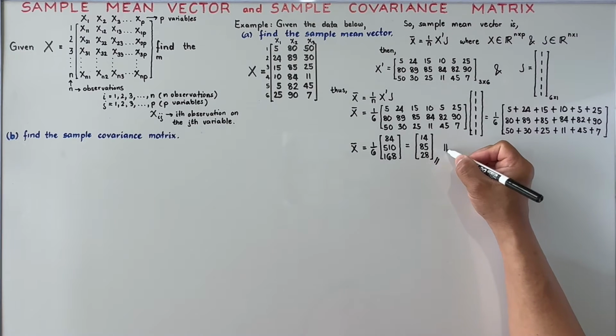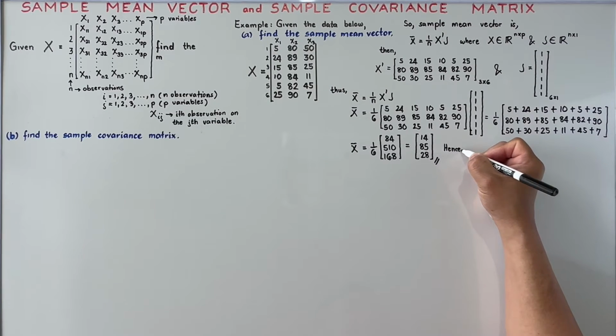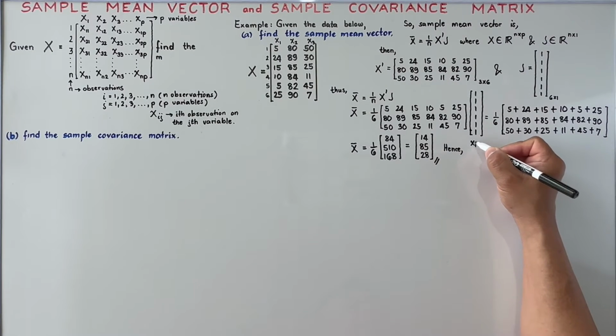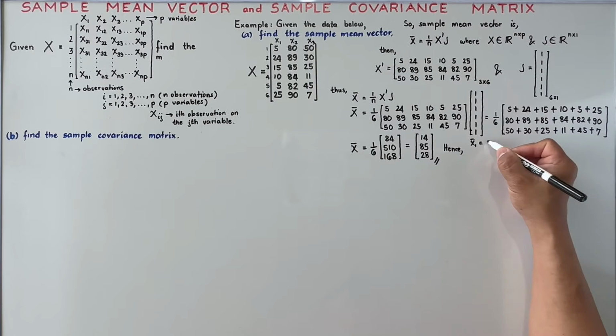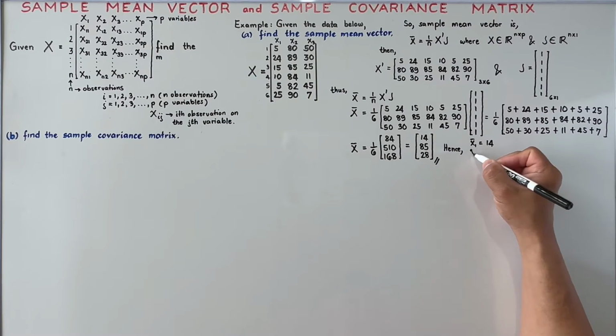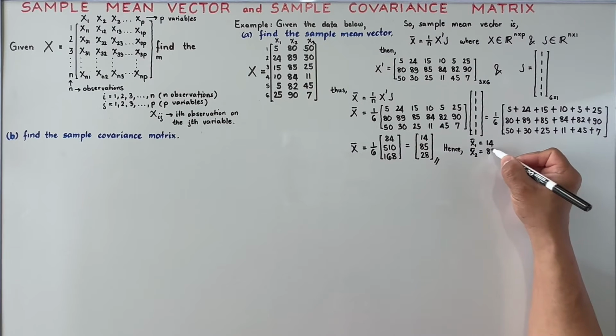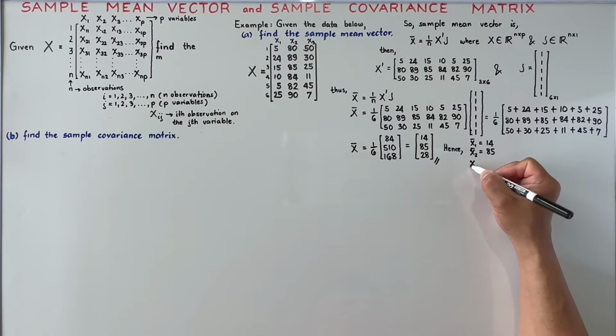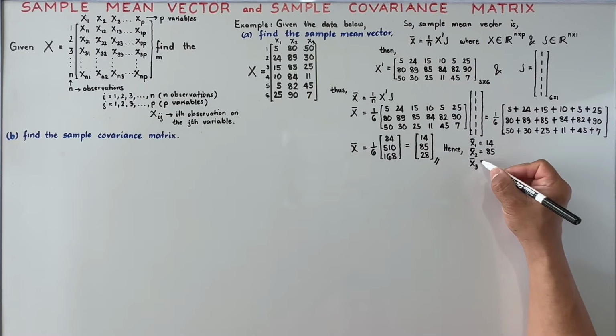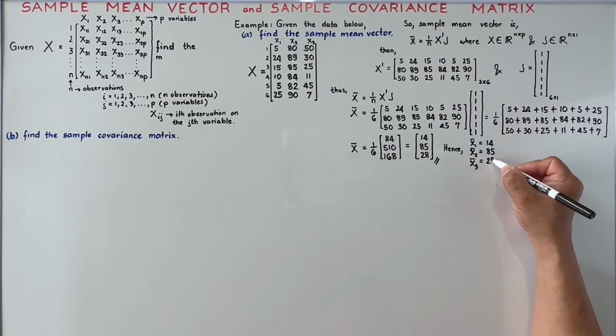Hence, we conclude that the mean of our first variable is equal to 14. And the mean of the second variable is equal to 85. And also the mean of the third variable is 28 here.